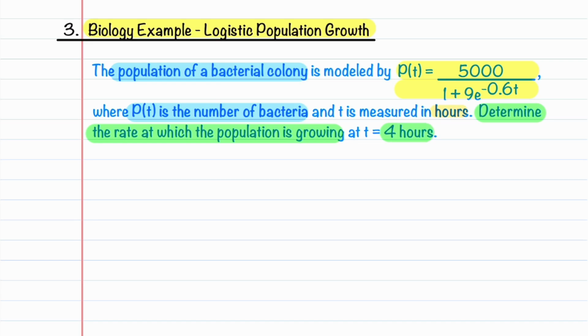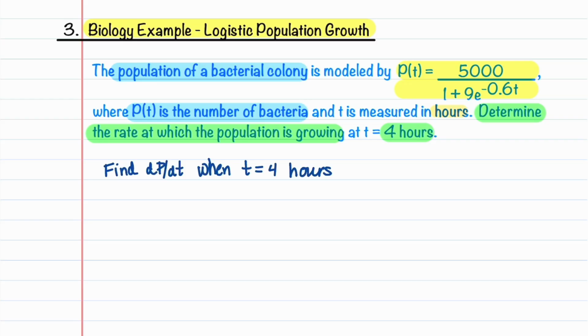The rate at which a population is growing is just the rate of change of the population, and that is equal to dP/dt. So we want to find dP/dt when t is equal to 4 hours.